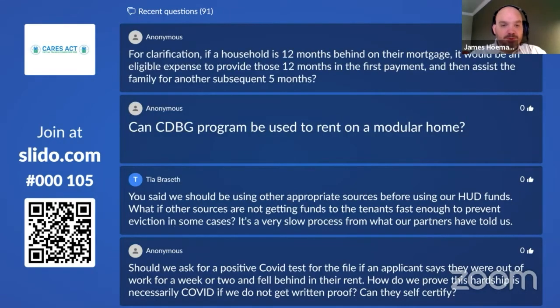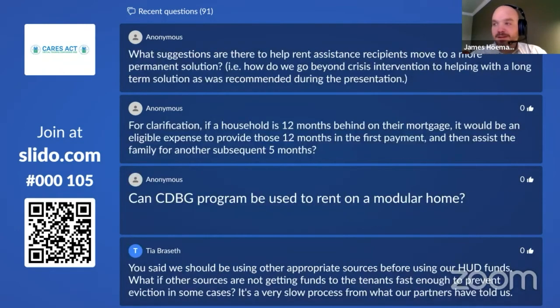Can the CDBG program be used to pay rent on a modular home? Yeah, why not? In a lot of areas of the country, modular homes are part of the permanent housing stock itself, but that is the individual's home. So sure, you can do that. Condos, apartments, a house is a house, right? And modular homes are certainly acceptable. We're actually seeing more and more of that becoming part of permanent housing stock.